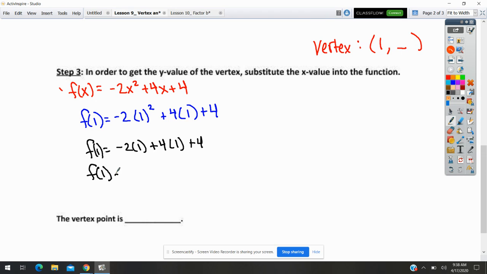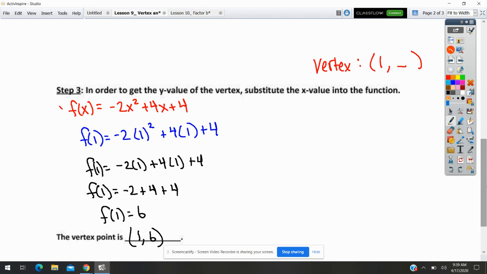Then we have multiplication. So negative 2 times 1 is negative 2. 4 times 1 is 4, plus 4. And then we just simply add everything together here. Negative 2 plus 4 is 2, plus 4 is 6. So that means our vertex point is (1, 6).